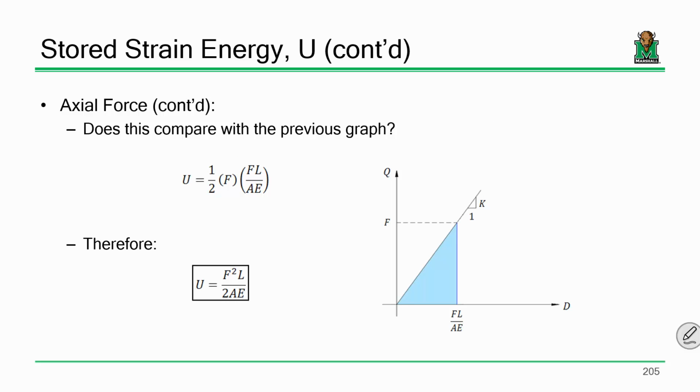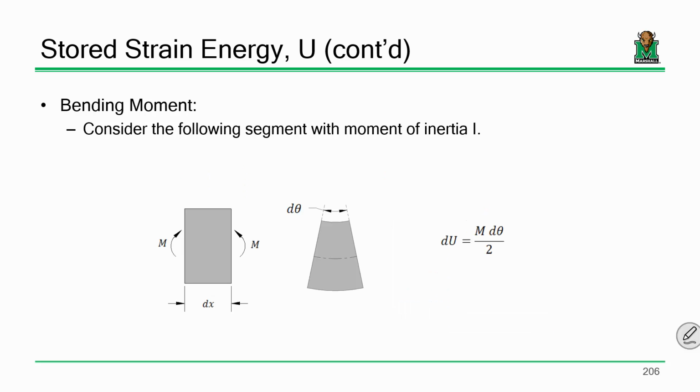Now, does that compare with what we did before? This is a pretty simple approach, so let's think about this. You agree with this relationship, the idea that force and displacement are linearly proportional to one another, right? Well, if I apply some force to a bar, it deflects PL over AE, or FL over AE, right? So what's the area of this triangle? 1/2 of that times that, right? Plug and chug and we get the same answer we just looked at. Make sense? Everybody good? Okay.